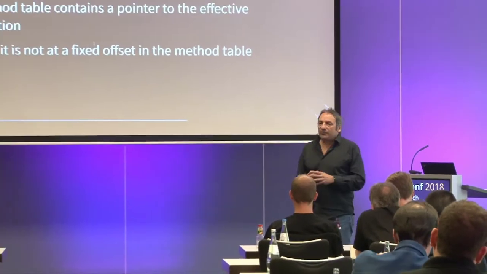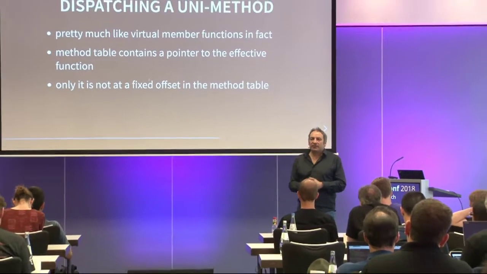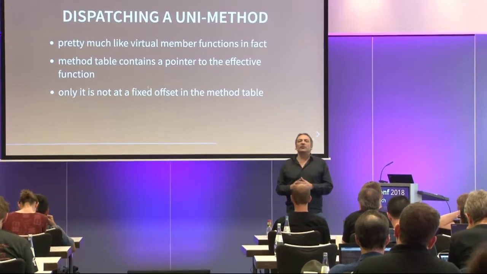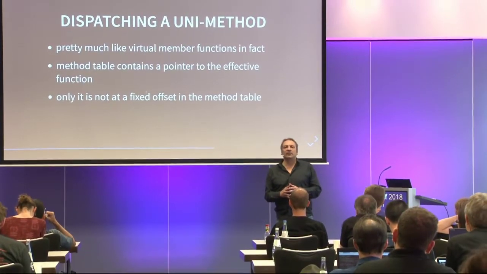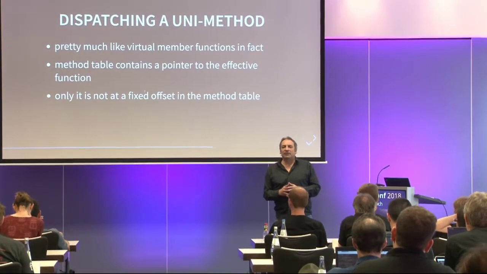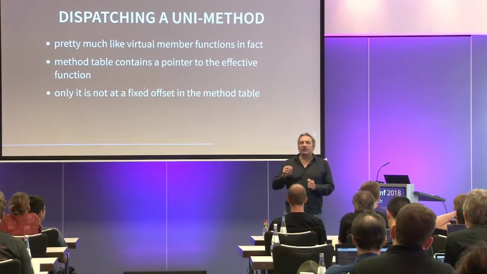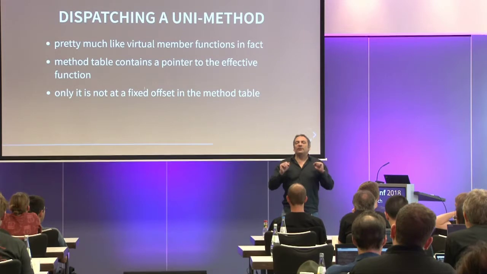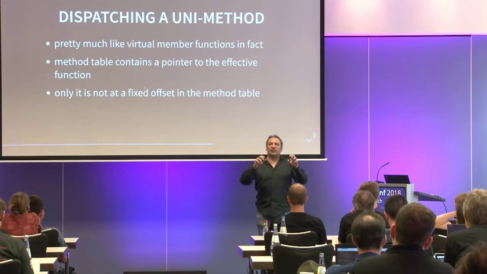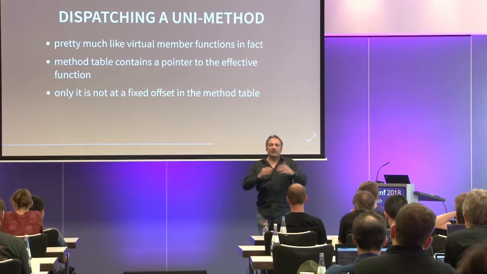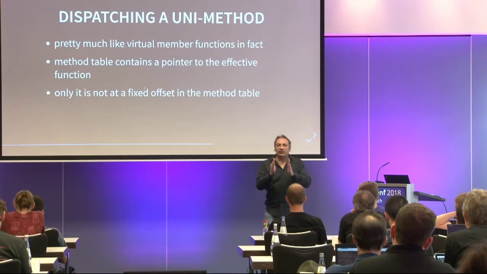Dispatching a method with a single virtual argument looks very much like calling a virtual function. So who does not know how virtual functions are implemented? If you don't know, it's okay. Just one. Okay. Virtual functions are implemented with a table of pointers to functions, which is indexed by an offset which is fixed for a given virtual function.